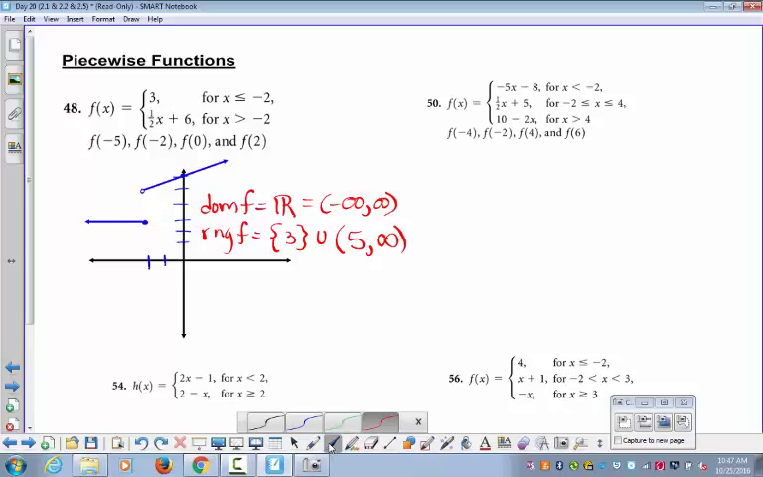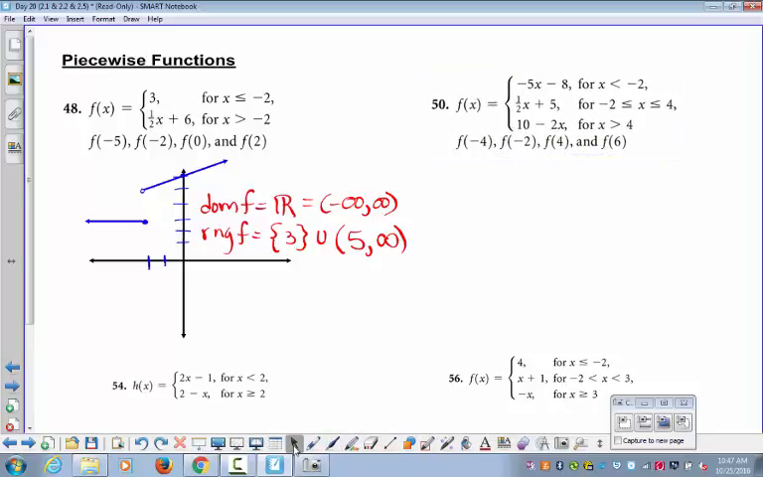All right, number 50. You guys graph number 50. Oh, I didn't finish. Let me finish 48, actually. Sorry, let me finish this first, then we'll do 50.